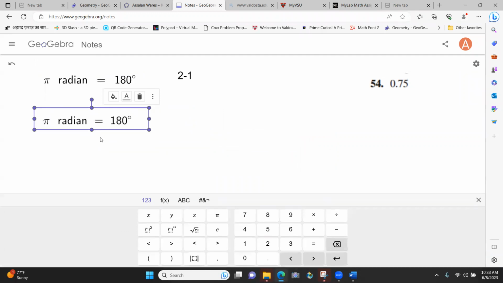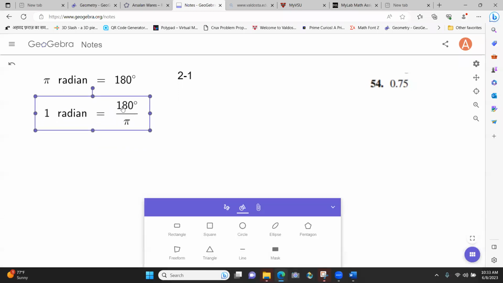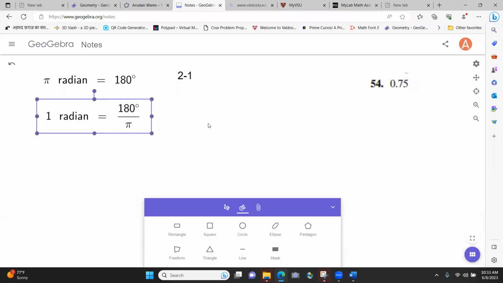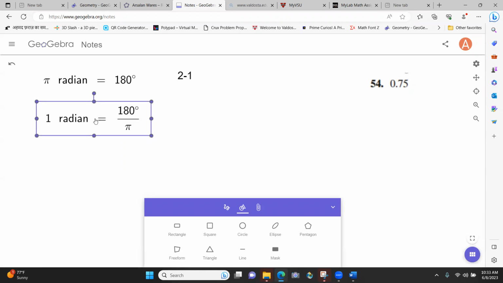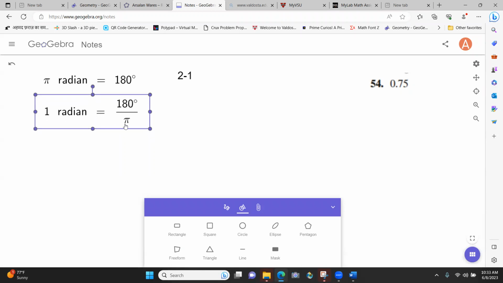If I divide the left-hand side by pi, I'll get a 1. And I'm going to divide the right-hand side by pi as well, because if you divide the left-hand side by pi, you have to divide the right-hand side by pi. So now from this formula, pi radian is equal to 180 degrees, you can say 1 radian is 180 over pi.